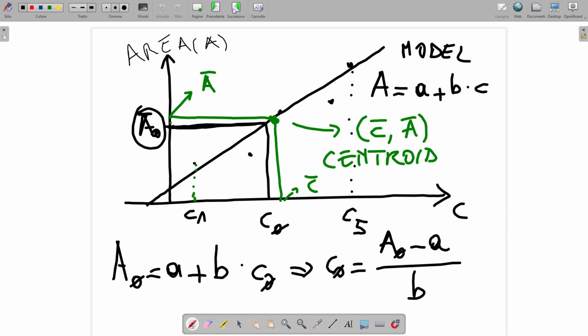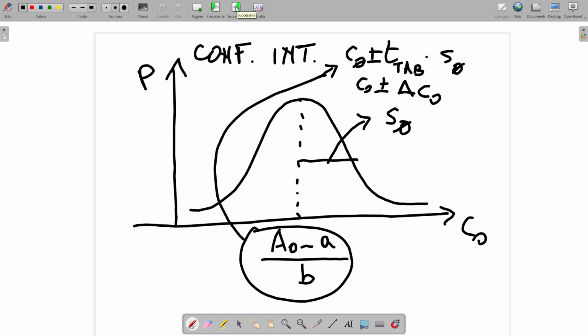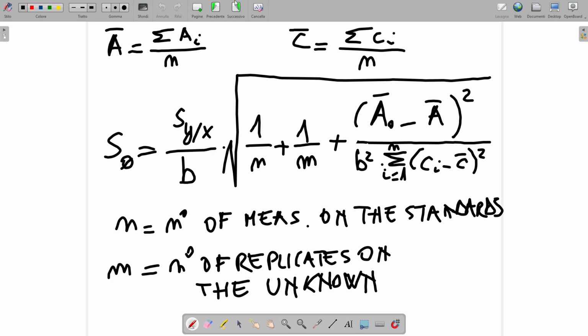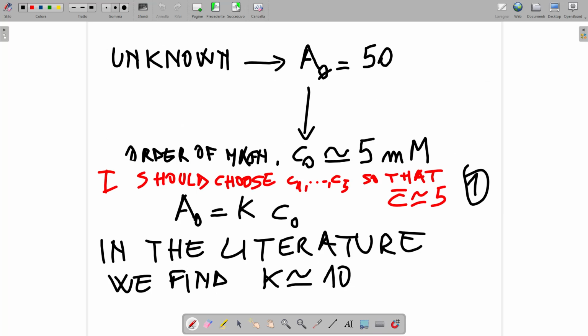So C0 is the concentration of my unknown, and it is calculated by interpolation. Okay. So also here it is missing, it is 0, and also here. Sometimes symbols are important because they communicate something, a way to distinguish. A0 is always relevant to the unknown in my language. Okay. So A0, C0.